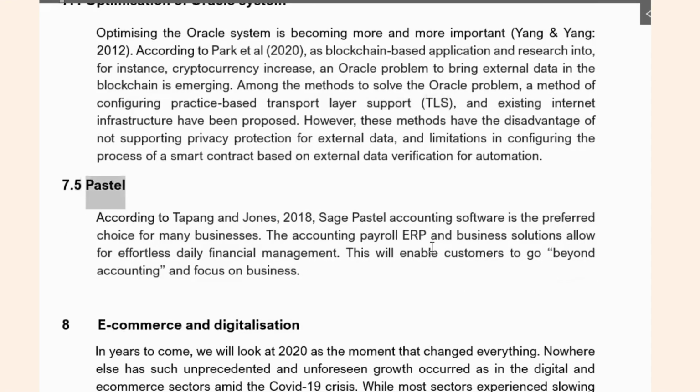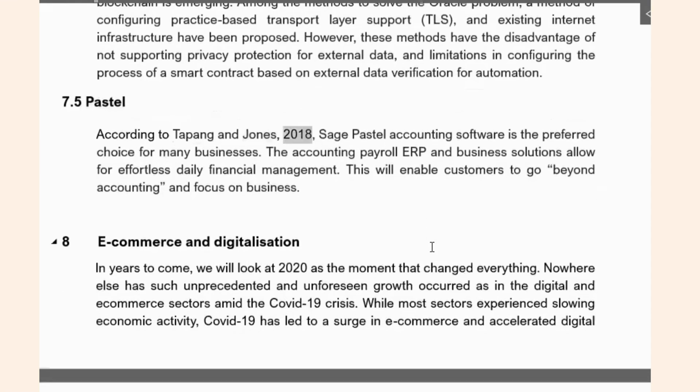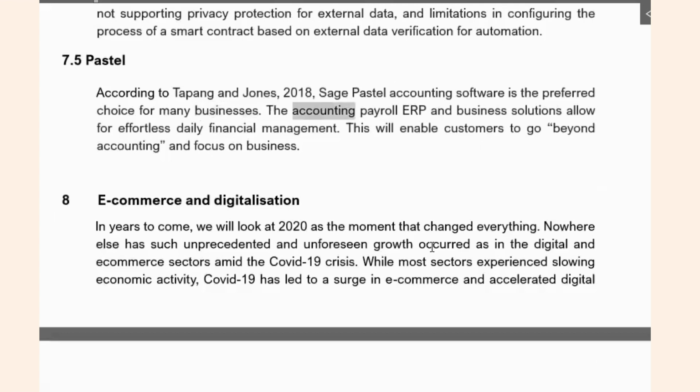7.5 Pastel. According to Tapong & Jones, 2018, Sage Pastel accounting software is the preferred choice for many businesses. The accounting, payroll, ERP and business solutions allow for effortless daily financial management. This will enable customers to go beyond accounting and focus on business.